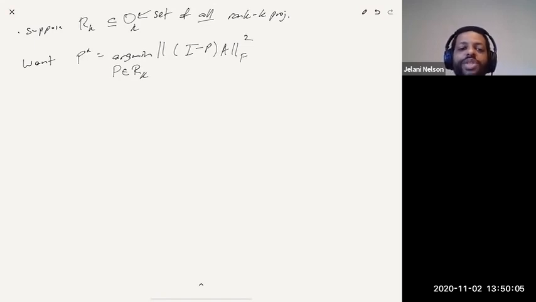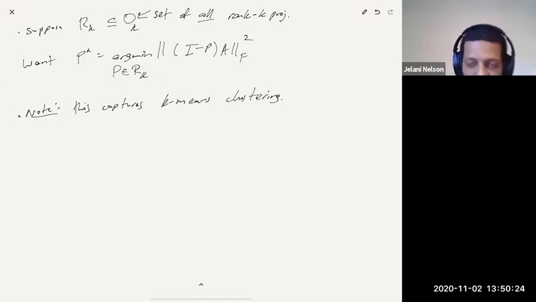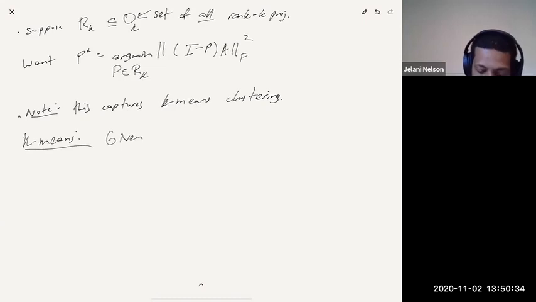Okay. And what's one place where constrained low rank approximation shows up? K-means clustering. Okay, so note this captures K-means clustering. Why, you might ask? Let's remember what K-means clustering is. We're given points x1 up to xn that we're trying to cluster. They're in d dimensions. And also an integer parameter k, which is the number of clusters.